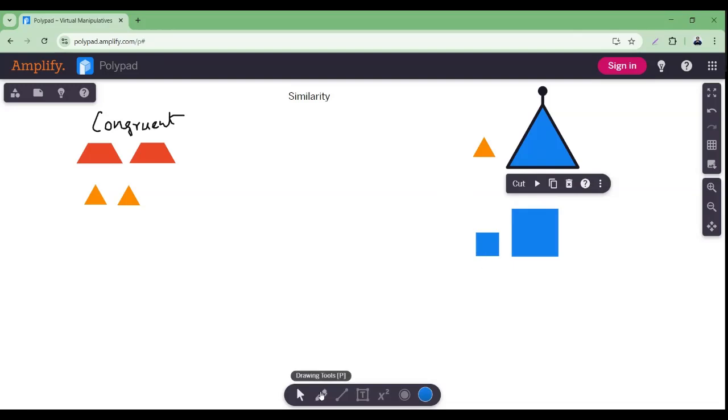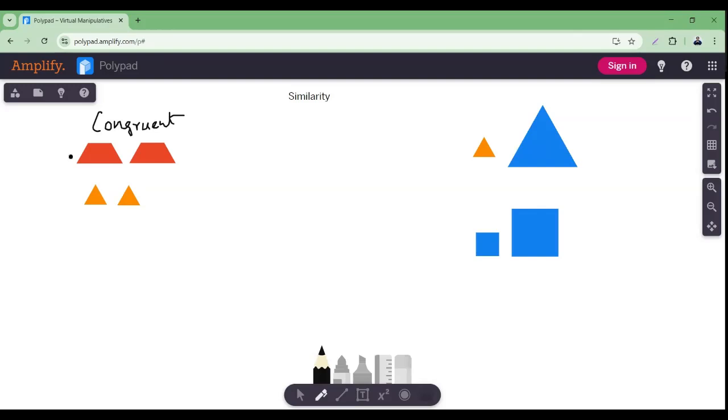Now what are the things that are equal in congruent shapes? If you say these angles are equal, the angles are equal. And here the angle is also equal. Here this angle is 60 degrees, and this is also 60 degrees. If you measure, you will come to know. This is also 90, this is also 90. This is 60, this is also 60. That means angles are the same.